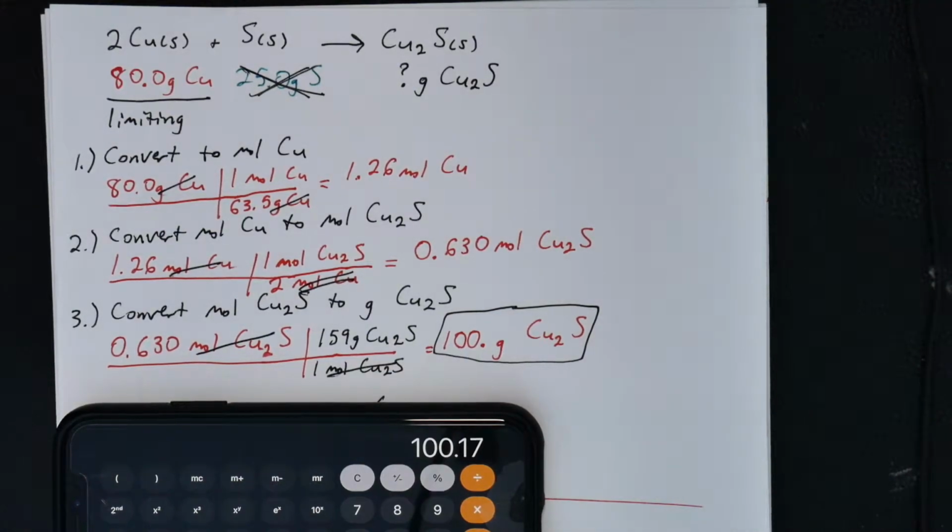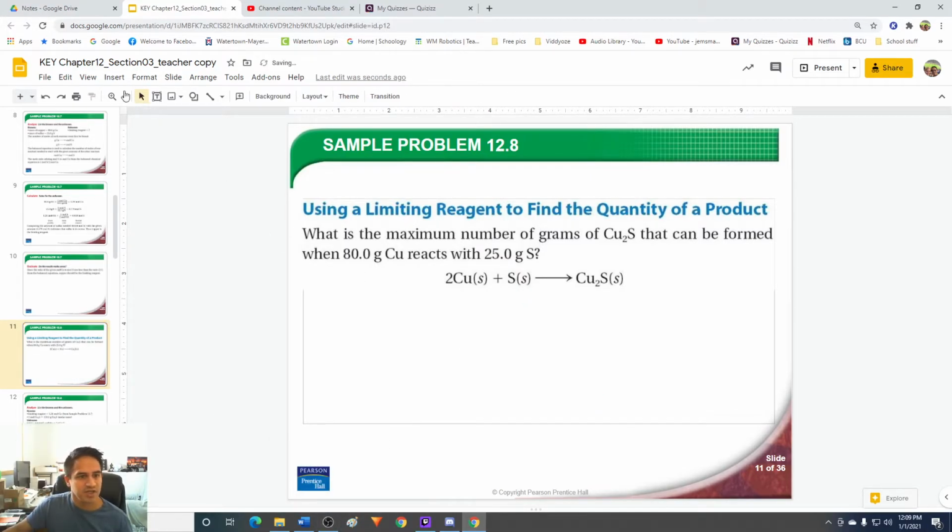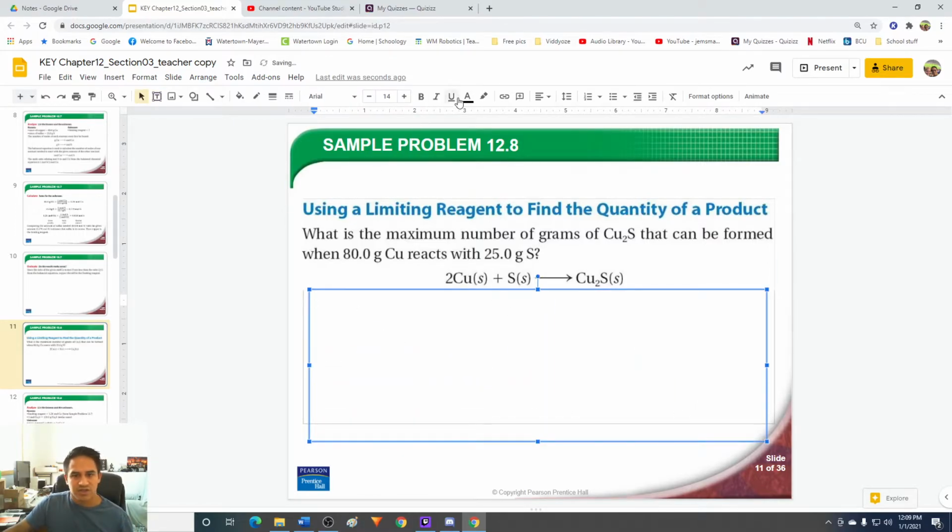All right, so let's switch back to our slides here. All right, we're back. I'm just going to insert a text box here real quick. Again, the math work is all shown on our paper. It's just easier to do it that way. So we have approximately 100 grams of copper 1 sulfide can be made.